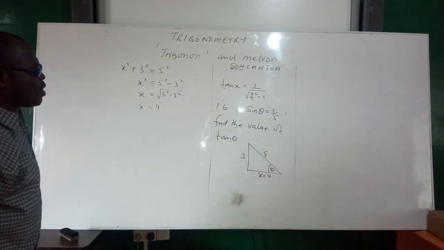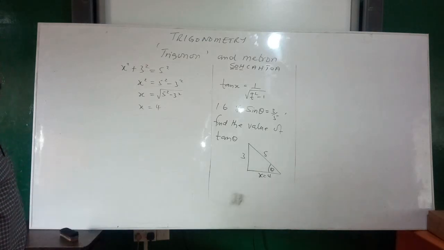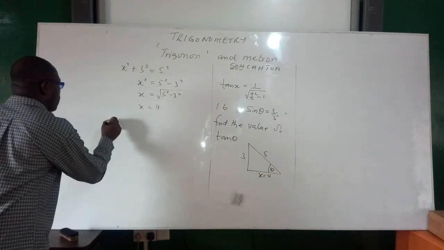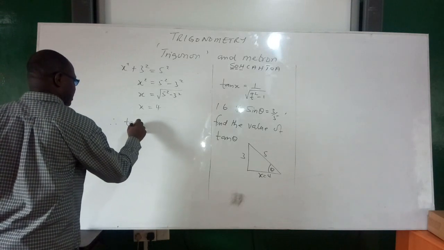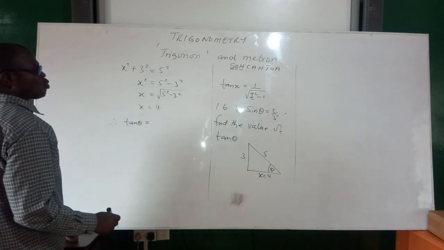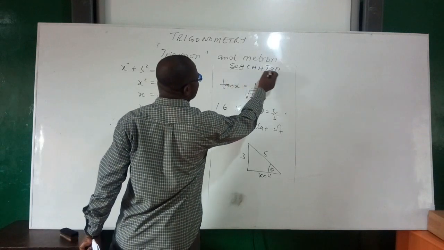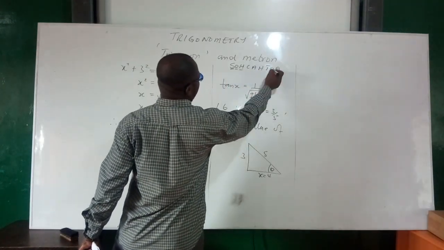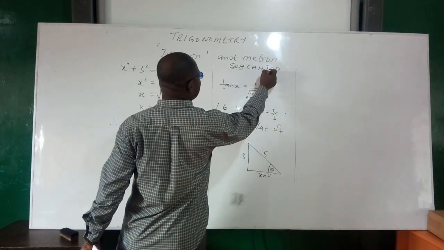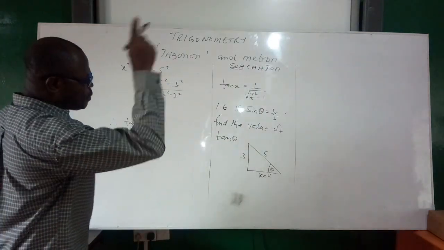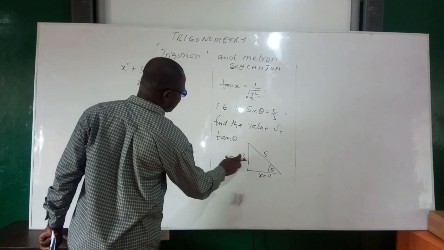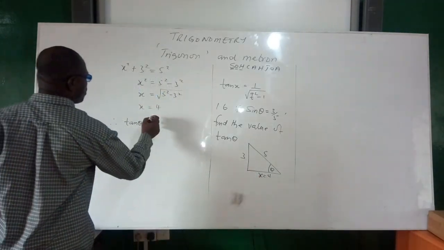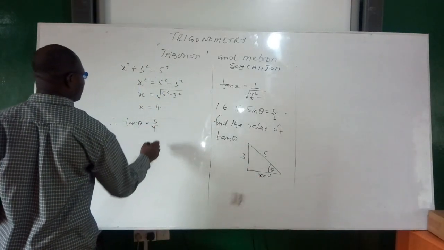Now that we have found the value of x, we can define tan. The requested answer, tan theta, will be equal to TOA. Always refer to the acronym SOHCAHTOA. Tan is T, followed by opposite over adjacent. Here, the opposite is 3 and the adjacent is 4. So we have 3 over 4.